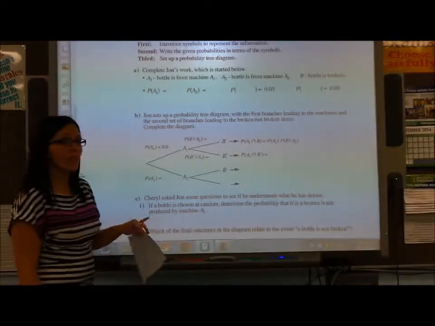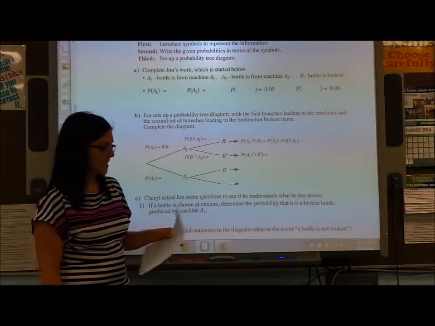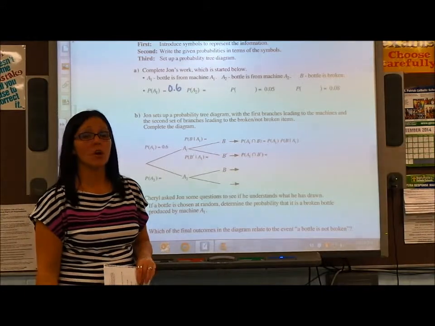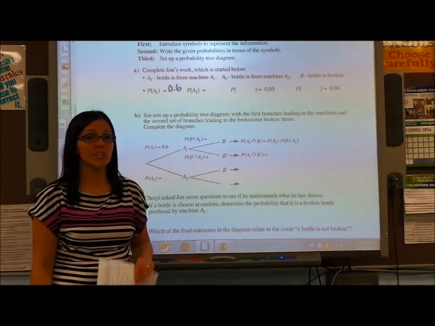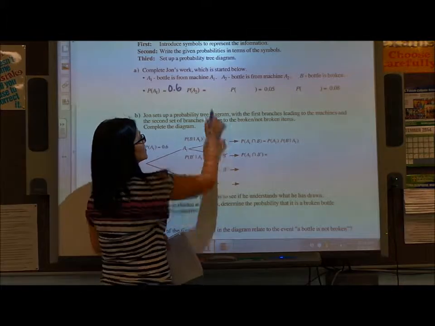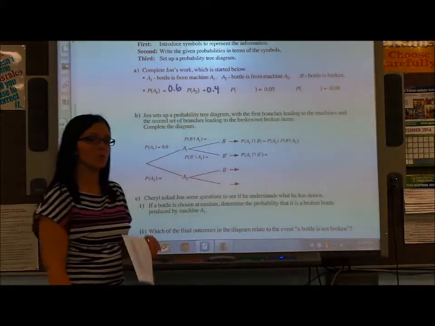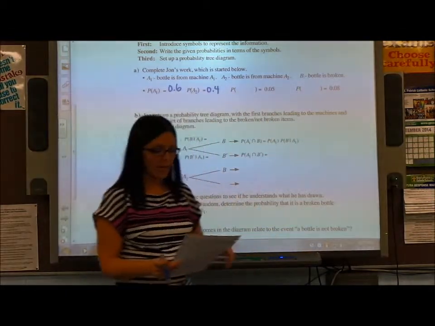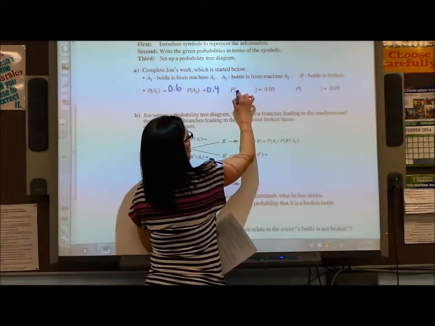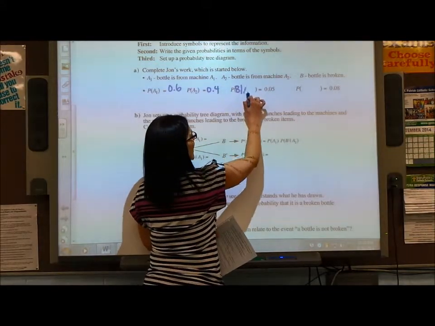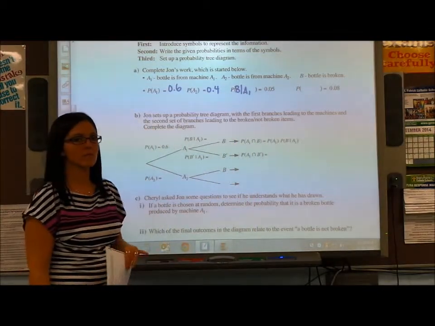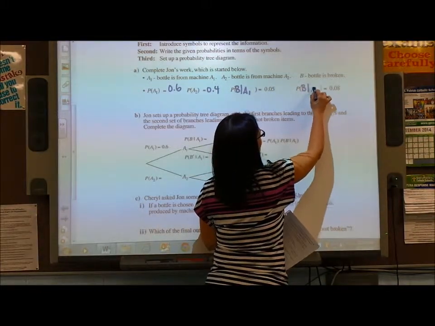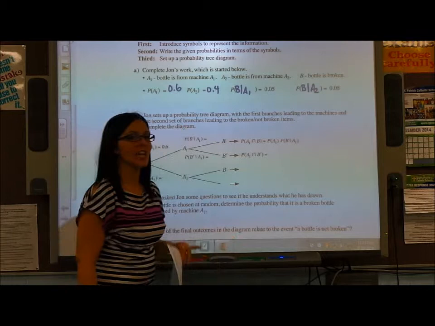So the probability that the bottle comes from machine A1 is a 60% chance, which becomes 0.6. The probability that the bottle produced comes from machine A2 is the remaining 40%, or 0.4. The 5% breakage is the probability that the bottle is broken given that it came from machine A1. And the 8% becomes the probability that the bottle is broken given that it came from machine A2.